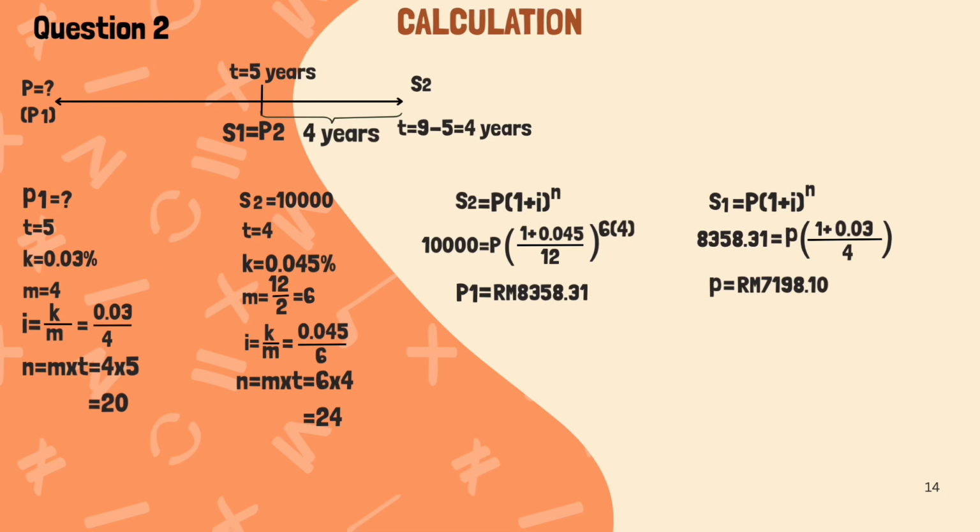8,358.31 equals P times open bracket 1 plus 0.075 close bracket to the power of 20. After the calculation, we find P is 7,198.10 ringgit. Now, I will explain question 3 and solving the question.